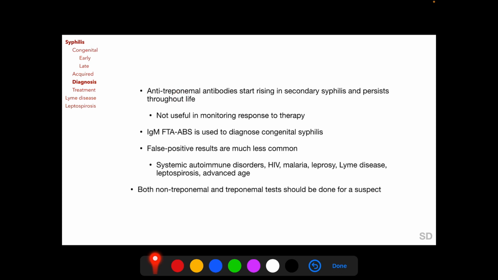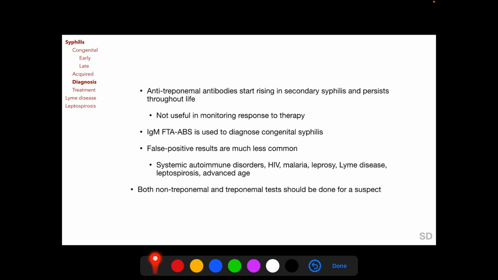Anti-treponemal antibodies start rising in secondary syphilis and persist throughout life, so they do not come down after appropriate treatment of syphilis, and so they are not useful in monitoring response to therapy, in contrast to non-treponemal titers. IgM FTA-ABS is used to diagnose congenital syphilis. False positive results are much less common in treponemal tests in comparison to non-treponemal tests, but may be found in systemic autoimmune disorders, HIV, malaria, leprosy, Lyme disease, leptospirosis, and advanced age.